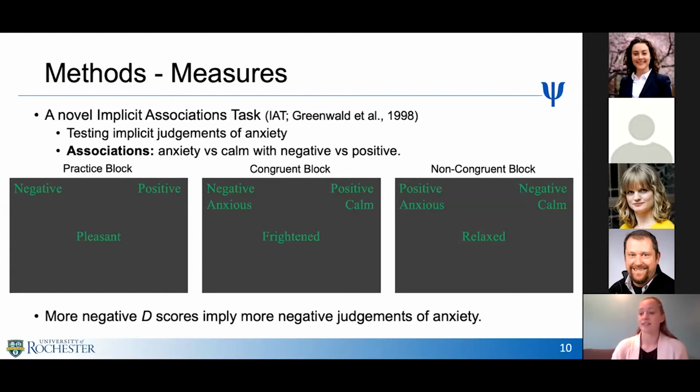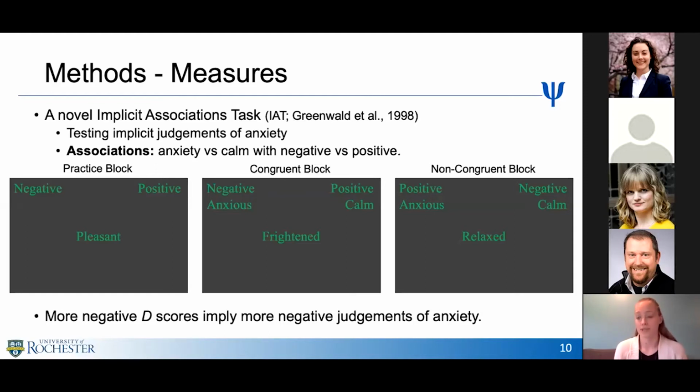This task is designed such that it measures reaction times to the presented words, and the reaction times for the automatic associations, like in the congruent block, are expected to be quicker than those that contradict them, like in the non-congruent block. The IAT scoring algorithm produces a final D score, which represents the negative judgments, and for this task, more negative D scores implied more negative judgments of anxiety.